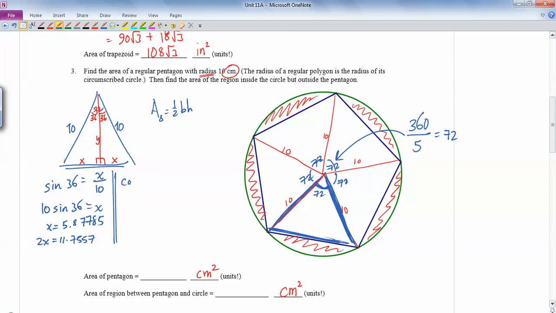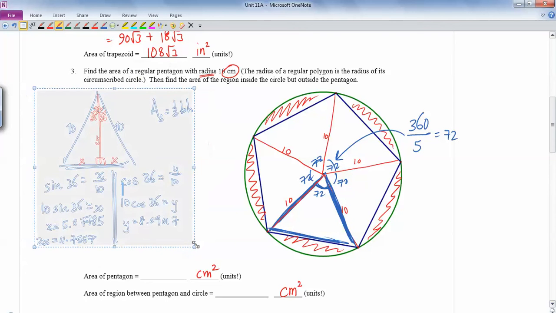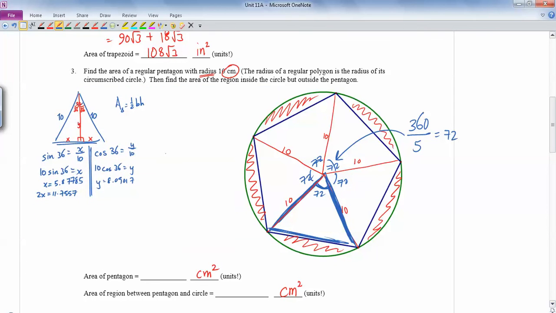And then if I did cosine of 36 equals y over 10, multiply the 10 over, y ends up being 8.09017. So let me shrink this down just a little bit so I can fit some more calculations in here. So the area of the triangle then, this would be 1/2 the base, which is 11.7557, times the height, 8.09017, and that ends up being 47.553.